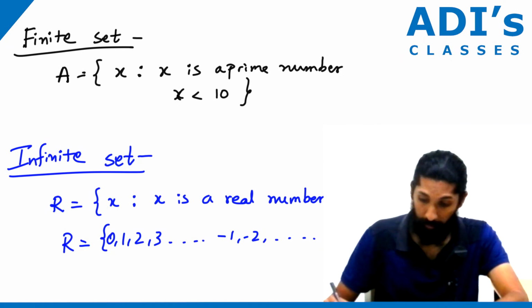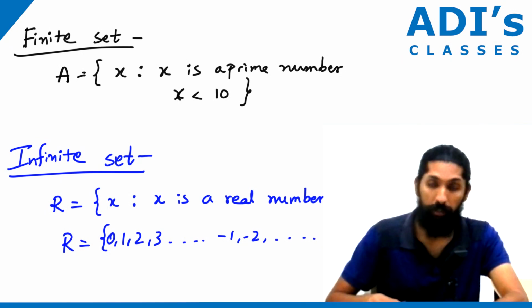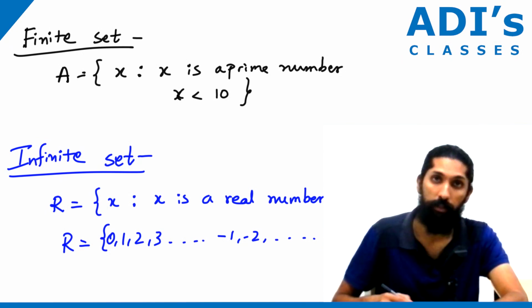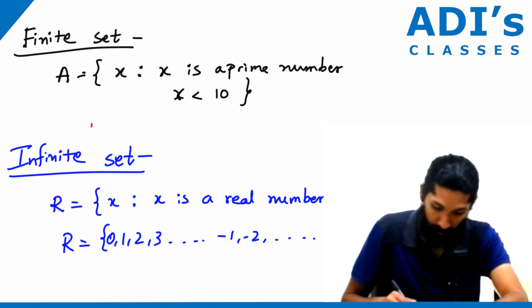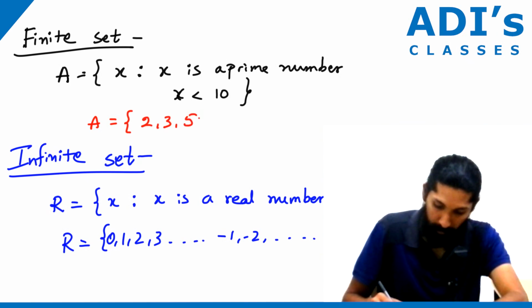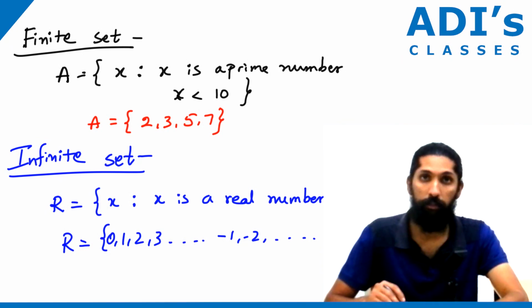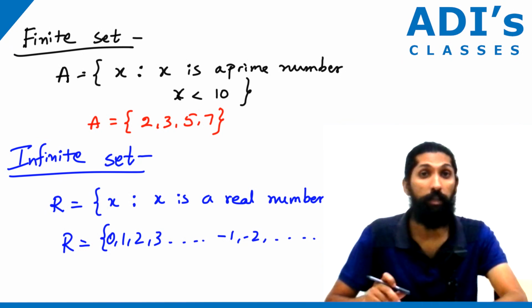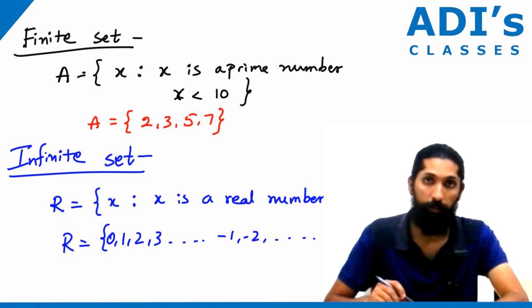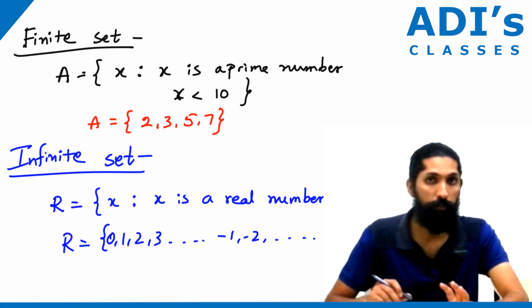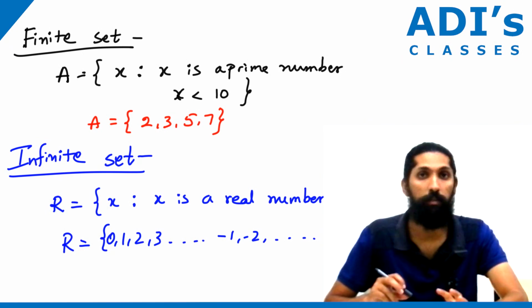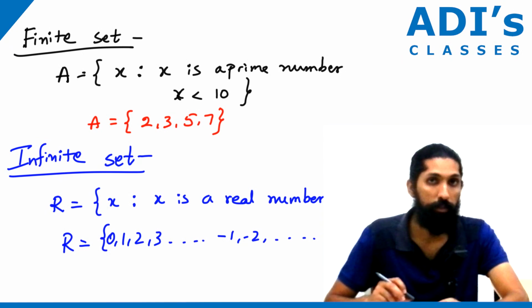Whereas, if you look at the finite sets, see the finite set in the example. I can write A is equal to 2, 3, 5, 7. So a finite set can be represented in the roster form, whereas an infinite set, not really. So first we understood the empty set, then we understood what is finite and what is infinite.